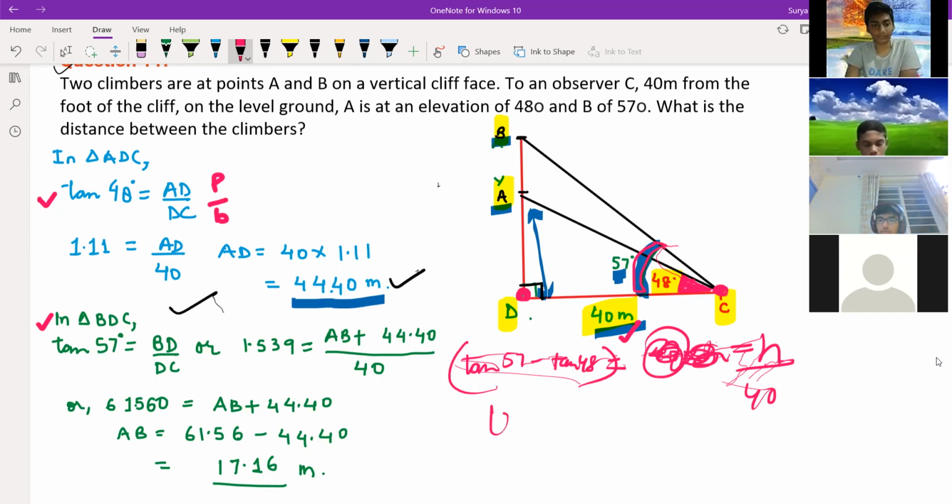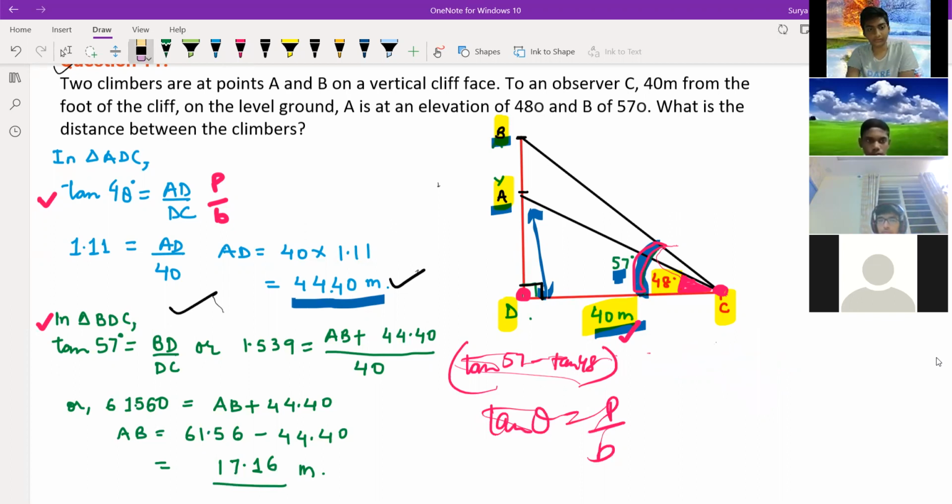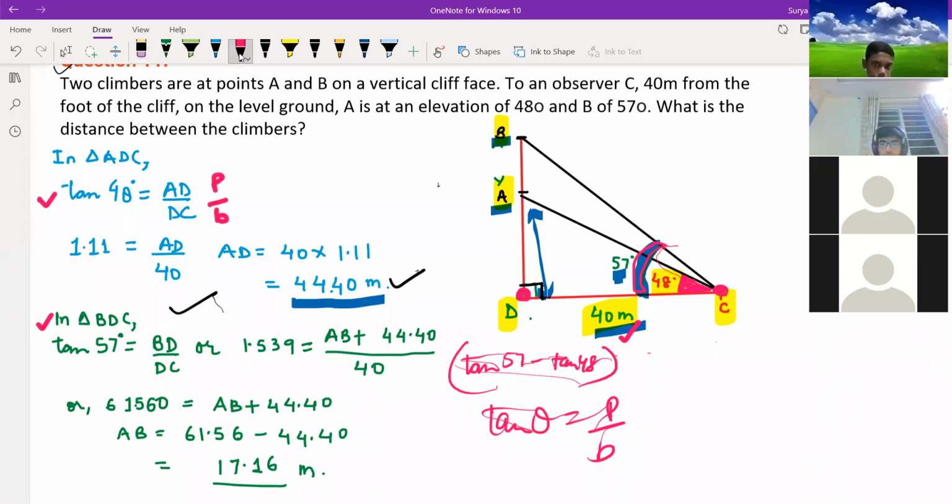What is here? So tan theta is equal to perpendicular by base. That only formula we are using here also, right? Nothing different. Only the difference of the tan values is given over here. That's it. Is it clear here? Tan 57 minus tan 48 is equal to H by 40. H is the perpendicular and base is 40. Is it clear?